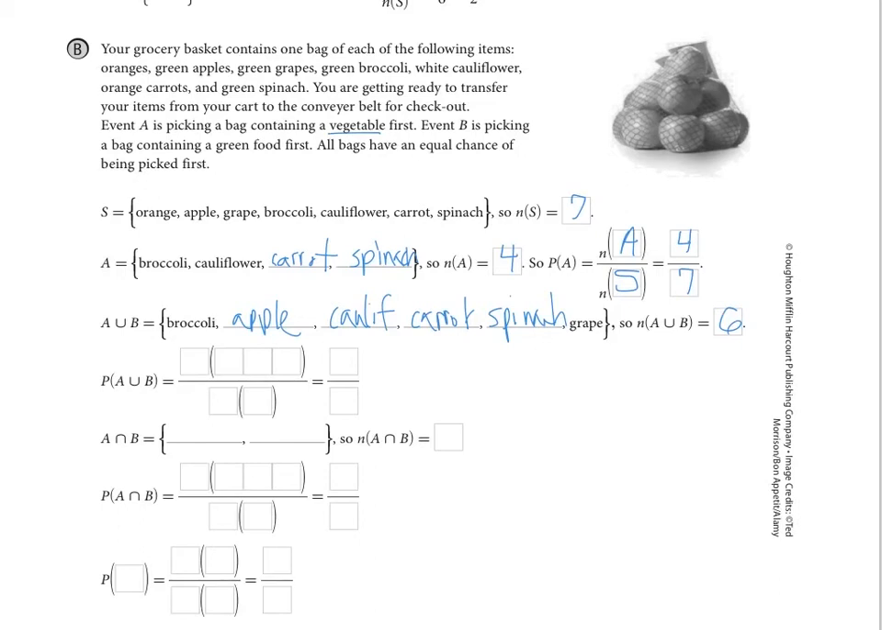So again, the notation is the probability of the union is the number of items in the union set of A and B, which we know to be 6, out of the number of items in our total sample space, which is 7. So 6/7 is the probability there.